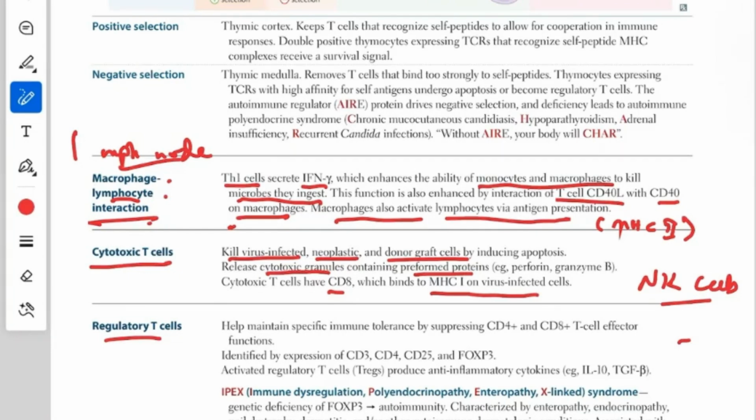Okay, so we're done with T cells. That's CD4 and CD8 T cells. Now we're moving on to regulatory T cells. Okay, so they help to.